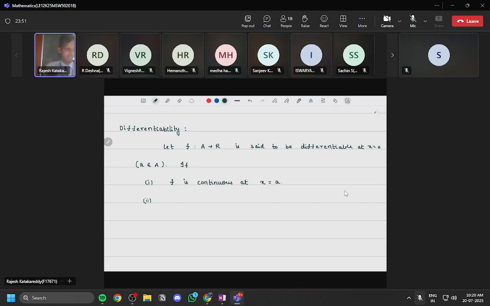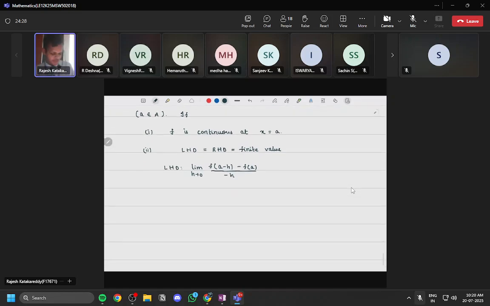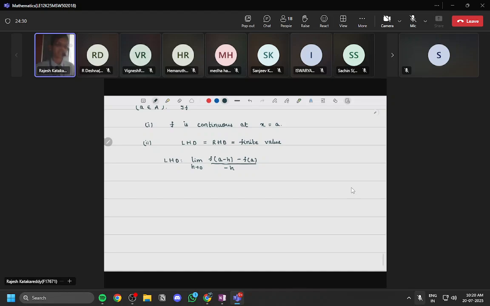Now the second thing we need to make sure is that the left hand derivative and right hand derivative exist finitely and are equal. LHD is equal to RHD, and this should be some finite value. What is LHD and RHD? The left hand derivative will be limit h approaches 0 of f of a minus h minus f of a, divided by minus h. This is the left hand derivative of the function at x equals a.